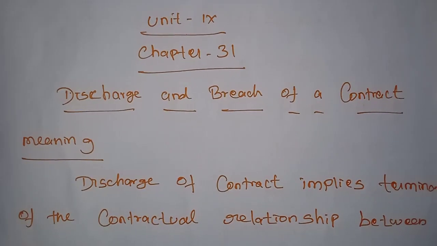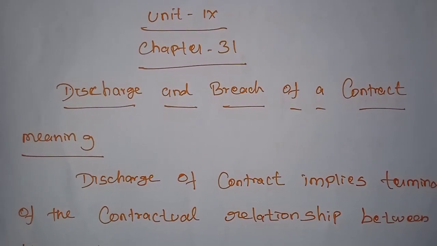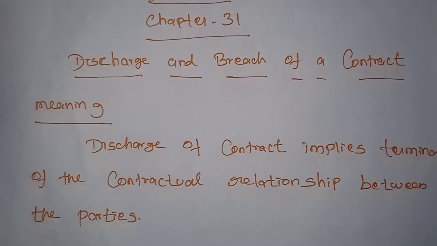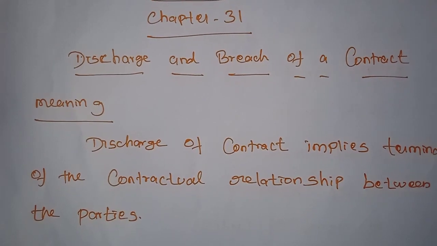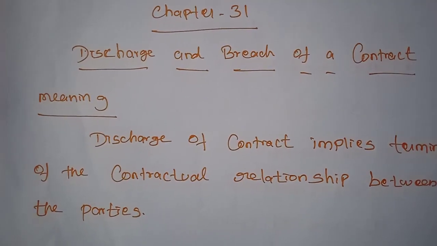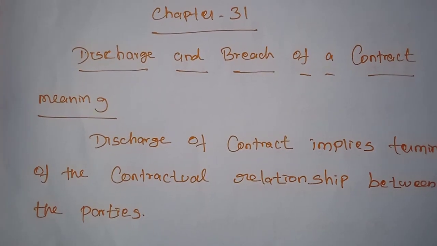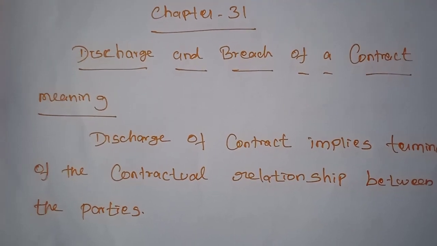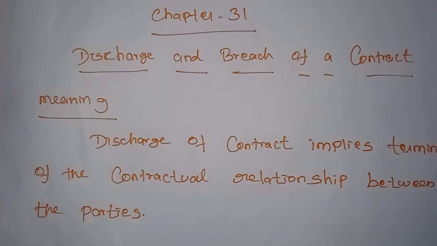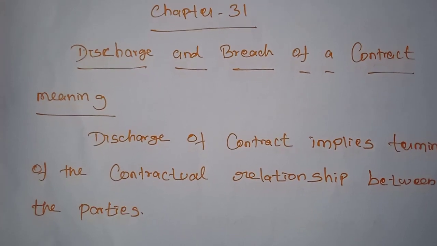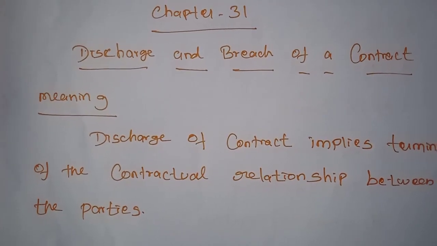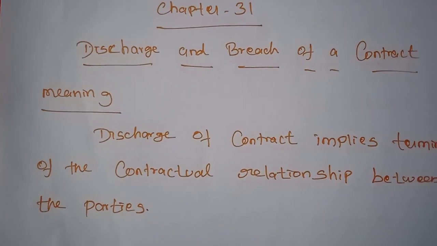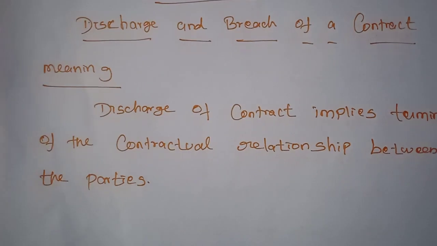Discharge of a contract implies the termination of a contractual relationship between the parties. Already we have studied that two parties are needed to come to an agreement. The agreement is also considered a contractual relationship between the two parties. Then the discharge of a contract means the termination of the contractual relationship, when it comes to an end.